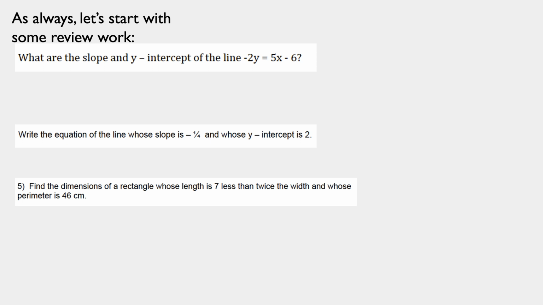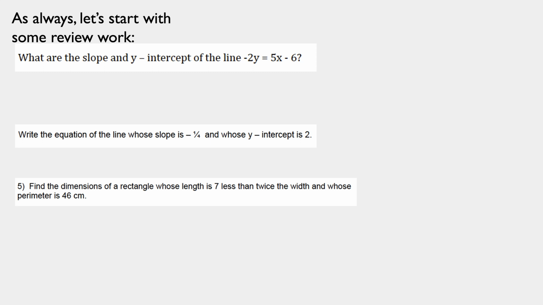Okay, so first one, what's the slope and the y-intercept? Do you notice a problem here? In order to know what the slope and the y-intercept are, the equation for the line has to say y equals. If it doesn't say y equals, you cannot do the slope and the y-intercept for that particular line.